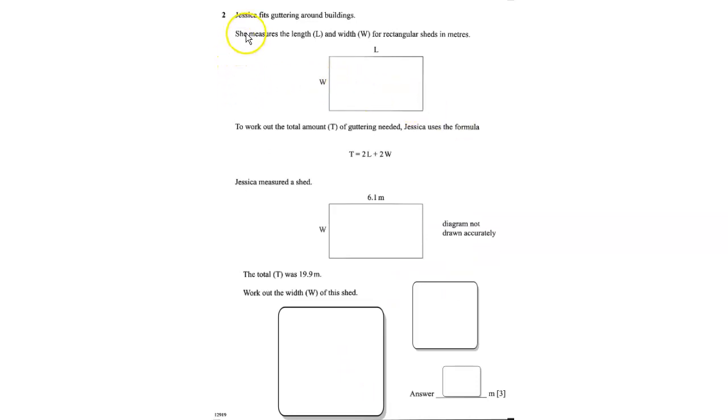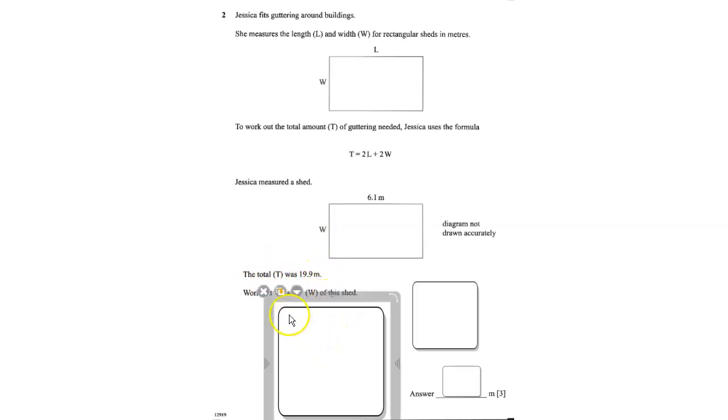So for question 2, it says Jessica fits guttering around buildings. She measures the length and width of rectangular sheds in meters. This is just a perimeter question for a rectangle. So you can see that T is equal to 2 times the length plus 2 times W. 2 times the length plus 2 times W just gets you the perimeter, or the length all the way around this rectangle. So the question says that she's measured a shed where the length is 6.1 meters and the width is W. So that one is missing, and we've got the total T, which was 19.9 meters, and we have to work out the width.